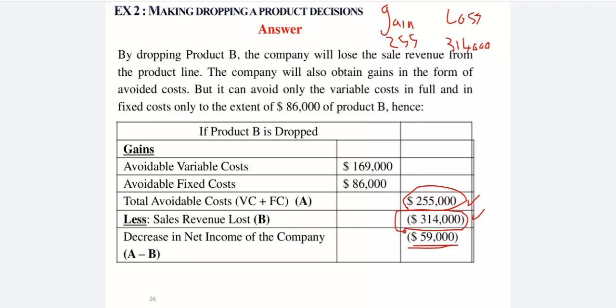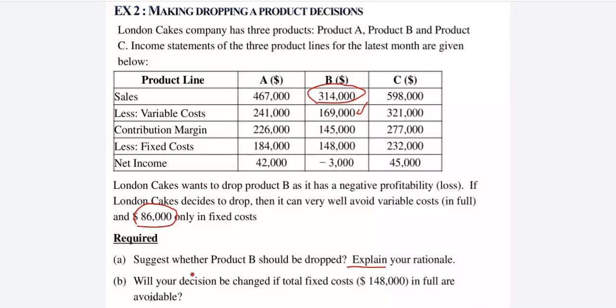اوكي يبقى لو الشركه فعلا عملت دروب للبرودكت ده هيأثر على ارباح الشركه وهينقص ارباح الشركه كام؟ 59,000. يبقى لا، يبقى انا اسف مش هعمل دروب. اوكي طيب, now let's go to second requirement.